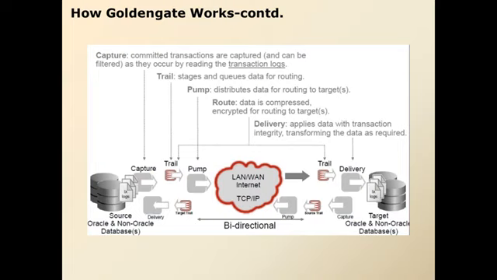You have capture, pump and delivery processes on both sides. The capture and pump on site A have a corresponding replicate on site B. Similarly, the capture and pump of site B have a corresponding replicate on site A. These processes are individual and independent of each other, and they will never interfere with each other's function.